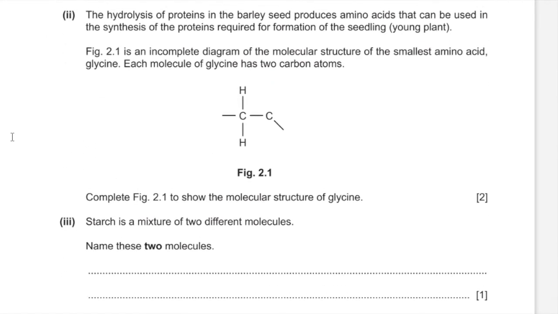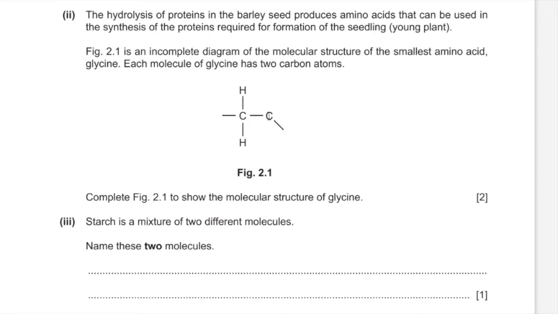The hydrolysis of proteins in the barley seed produces amino acids that can be used in the synthesis of the proteins required for formation of seedlings that are young plants. Figure 2.1 is an incomplete diagram of the molecular structure of the smallest amino acid, which is glycine. Each molecule of glycine has 2 carbon atoms. Complete figure 2.1 to show the molecular structure of glycine.